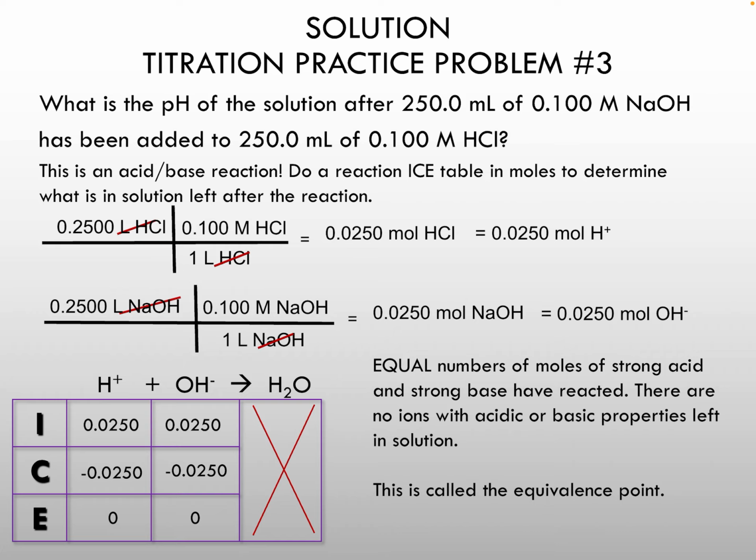We have equal numbers of moles of strong acid and strong base that have reacted, and our anion and our cation here do not have acidic or basic properties. Therefore, our pH is 7 at the equivalence point.